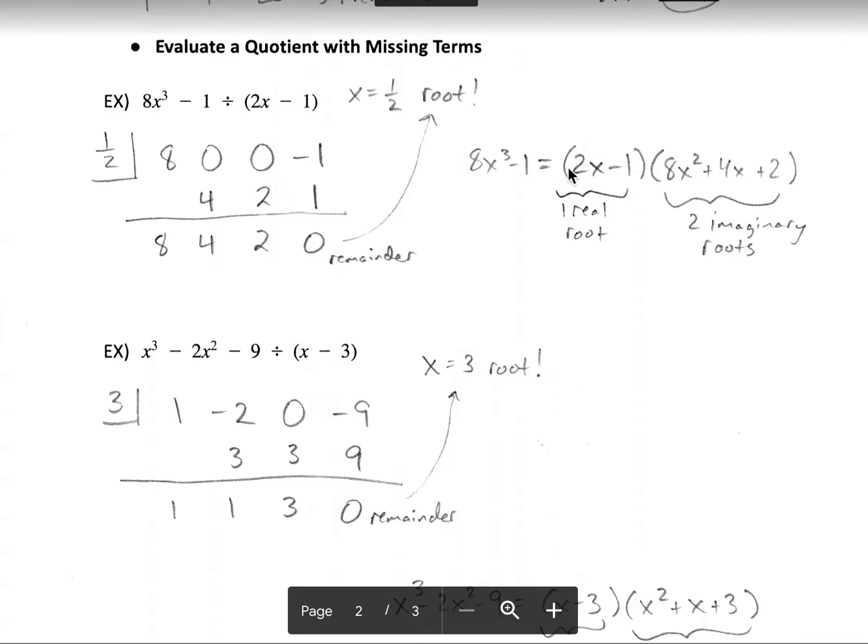We know this was a real root. We can verify that on the graph, but we know it was because we had a 0 remainder when we divided. Checking this, hopefully you see on the graph that we don't have any more real roots, so this must give us our imaginary roots. We can check the discriminant just to make sure. Go ahead and do that. Do your b squared minus 4ac, and you'll see that you get a negative result, meaning that we have 2 imaginary roots there.